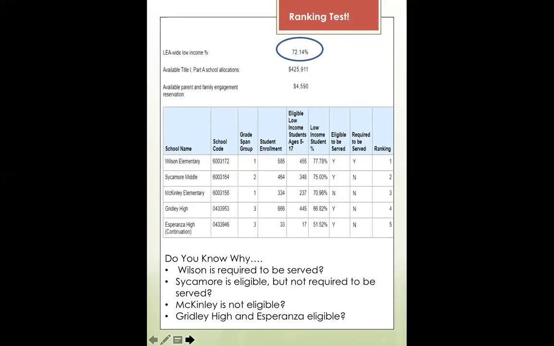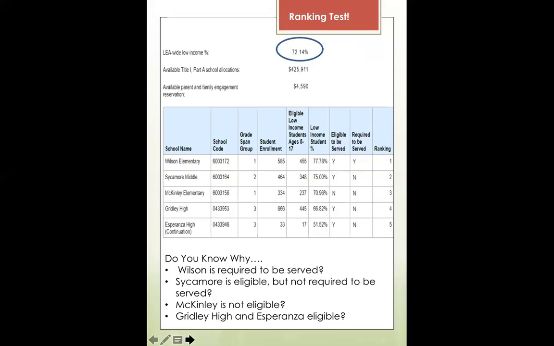Sycamore School has a really high poverty rate, but it's right at 75. It's not over. So yes, it's eligible, but no, it doesn't have to be funded, but probably will. But this is a very high poverty district. McKinley School, the next one, is at 70%. We have a district here with a 72% free and reduced-price lunch average, so they're actually below the district average. You could fund that school with an exception though, because they're above 35%. So if they fall in the rank and you have enough money, you could fund them.